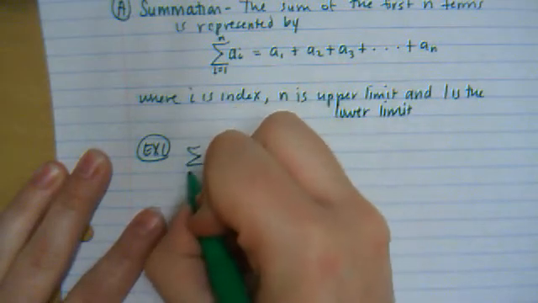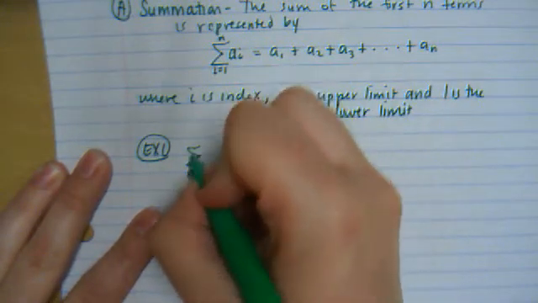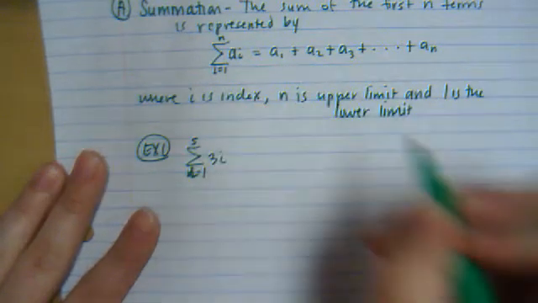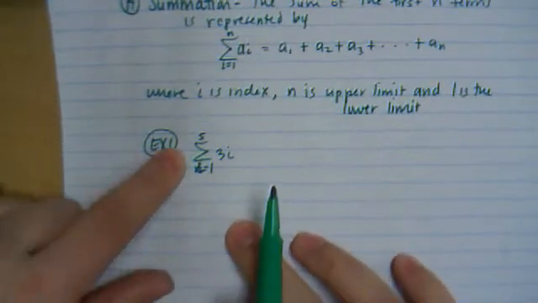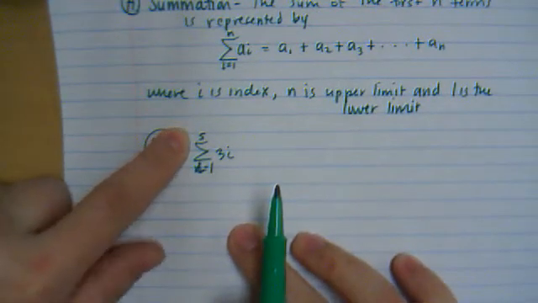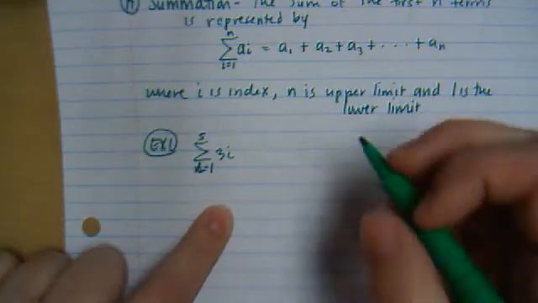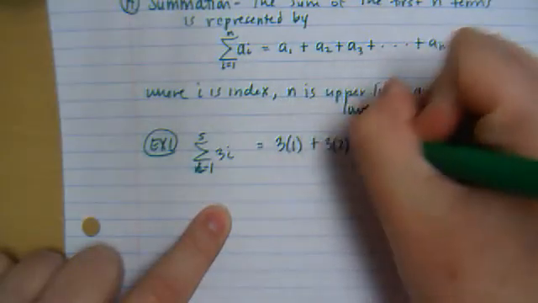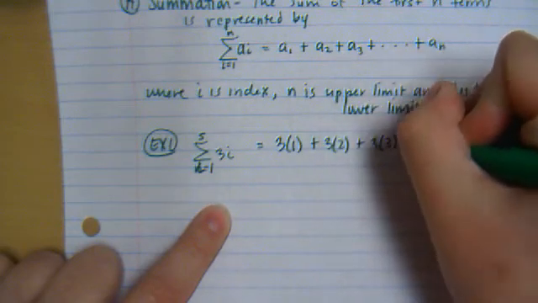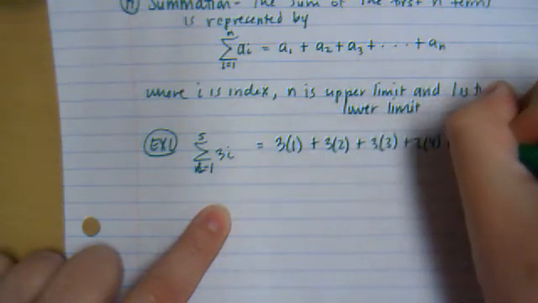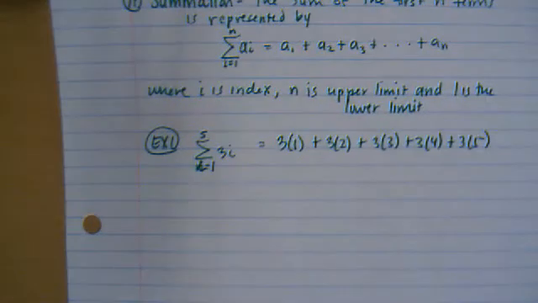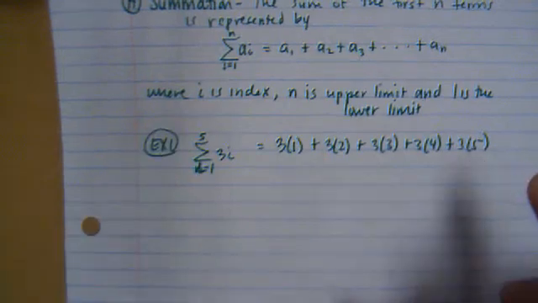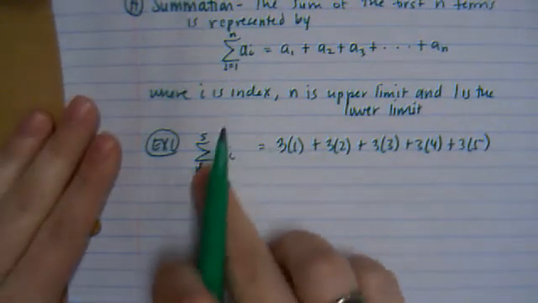I have i equals 1 to 5, and then I have 3i. This tells me I have 5 terms. So to figure these out, I'm going to have 3 times 1 plus 3 times 2 plus 3 times 3 plus 3 times 4 plus 3 times 5. So I go from 1 to 5, that's what my index tells me, and I plug it into this equation right here.